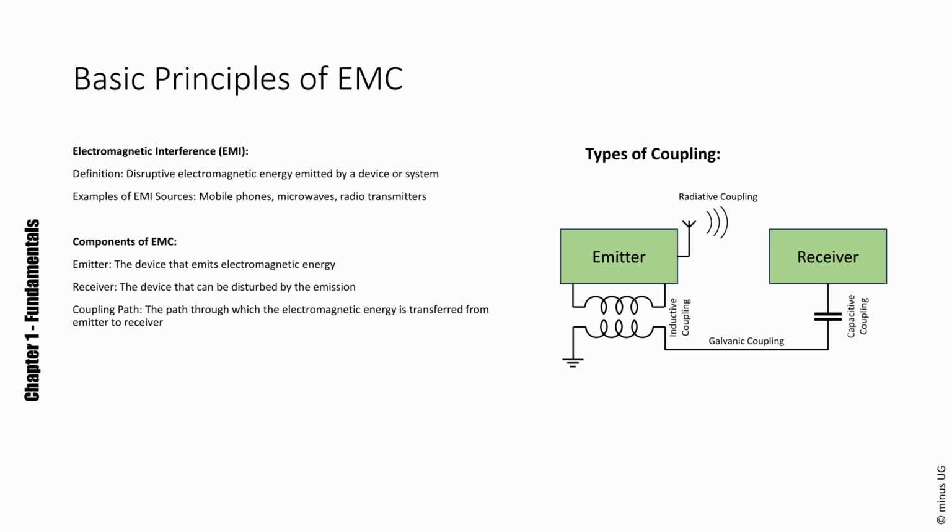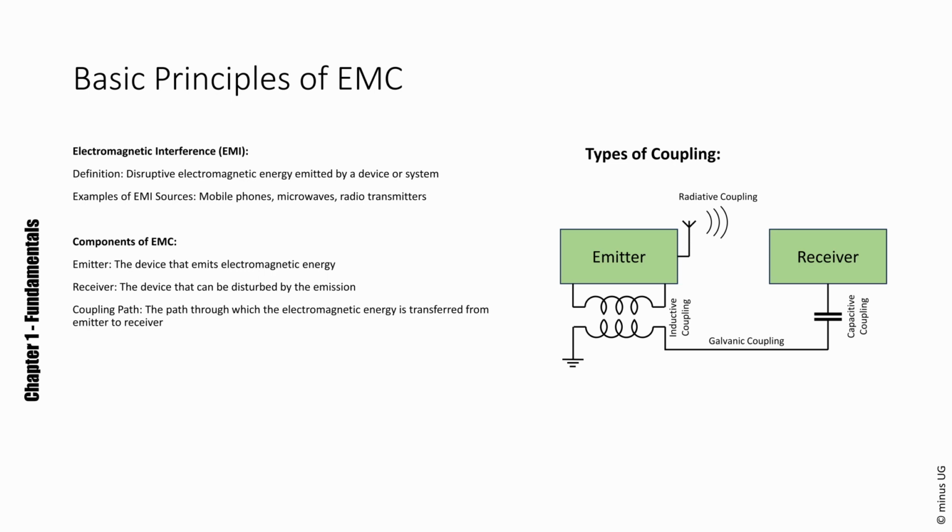EMI can be intentional, as in the case of radio transmitters, or unintentional, as with the electromagnetic energy emitted by devices like mobile phones and microwaves. Unintentional EMI often leads to malfunctions or performance degradation in sensitive electronic equipment, necessitating various mitigation strategies to manage its impact.